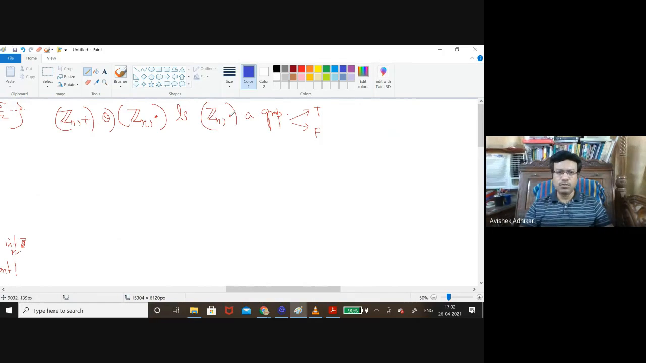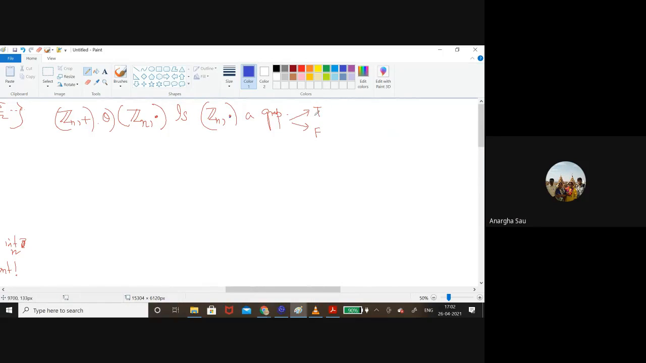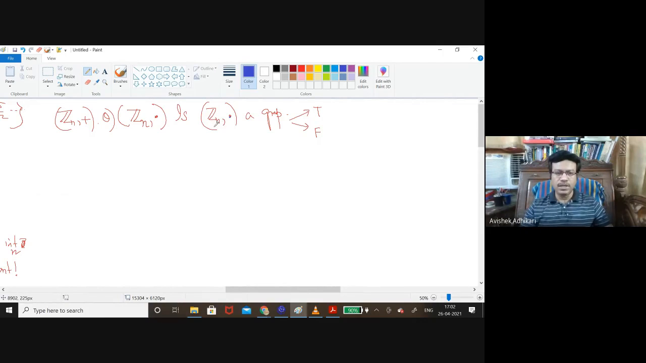Zn with respect to dot must satisfy some properties, then it should be a group. It may be a group by some property. So you say that if you choose n properly, then it may be a group.